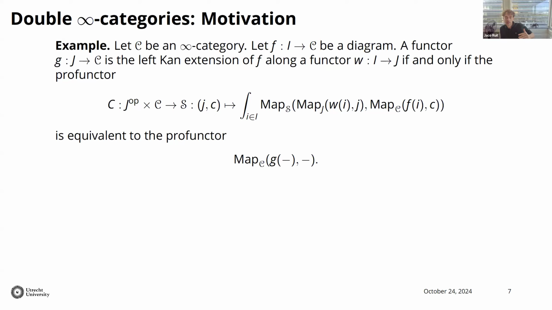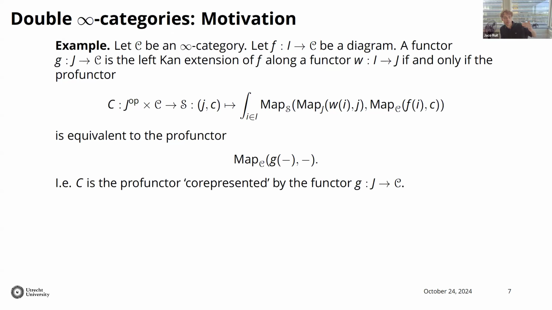But what this really wants to say is that C is the profunctor that is co-represented by the functor G from J to C. So that's another way to phrase this.